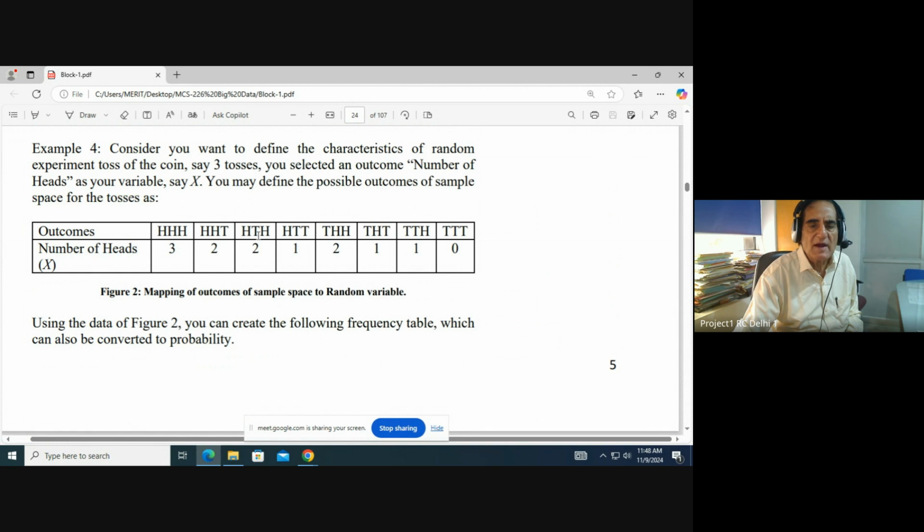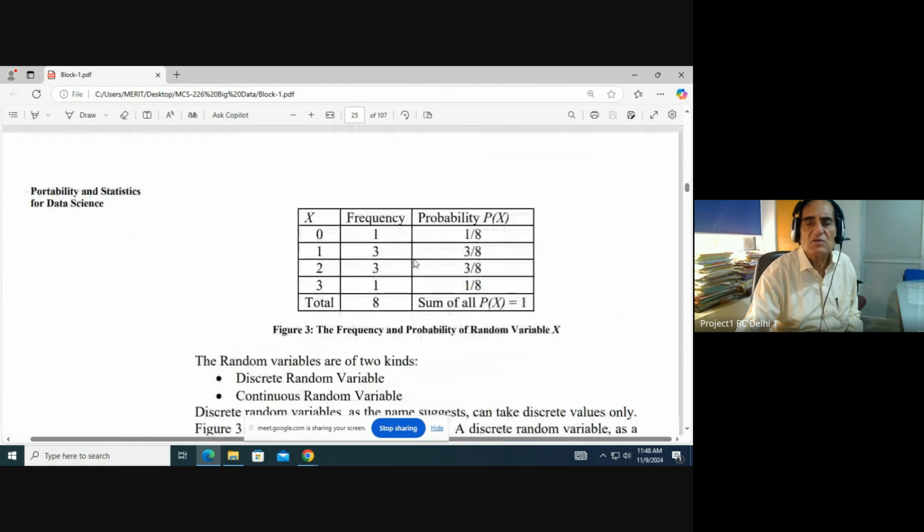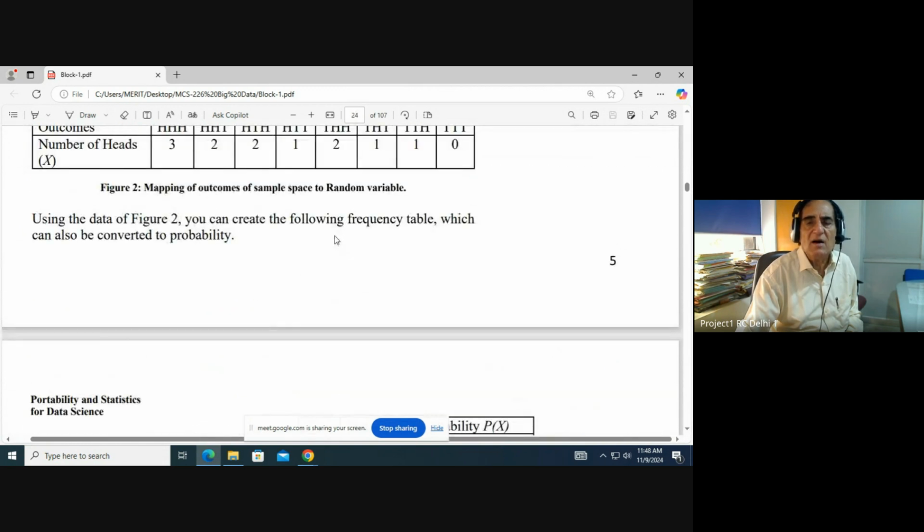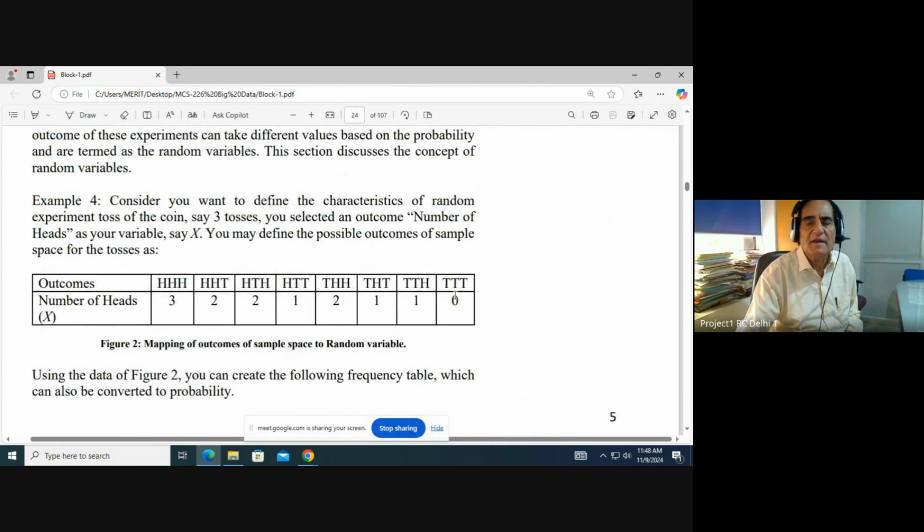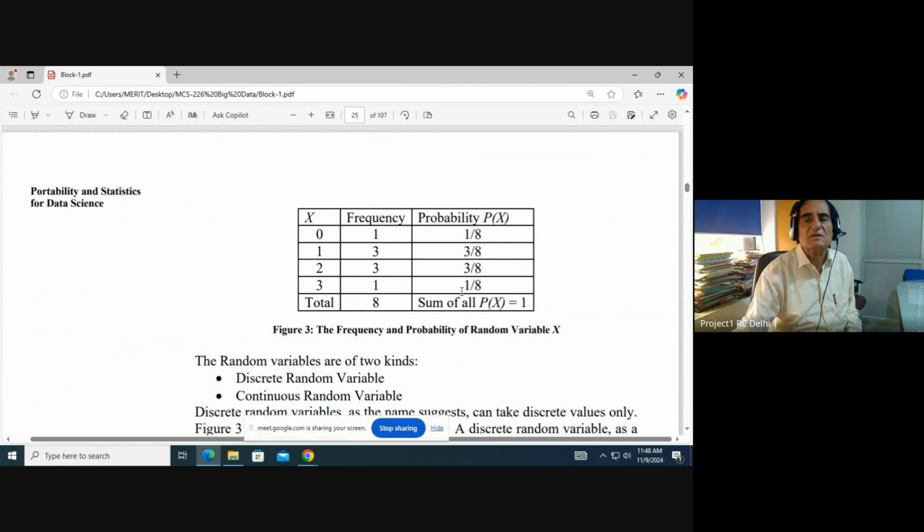Then 2 tails: this is two T's, this is two T's, this is two T, this is three again. So 3 by 8. And all T's, there is only one. So 1 by 8. So that's how the probability has been calculated, frequency has been calculated, and the sum of all P(x) is equal to 1. So that's all. Is it clear?